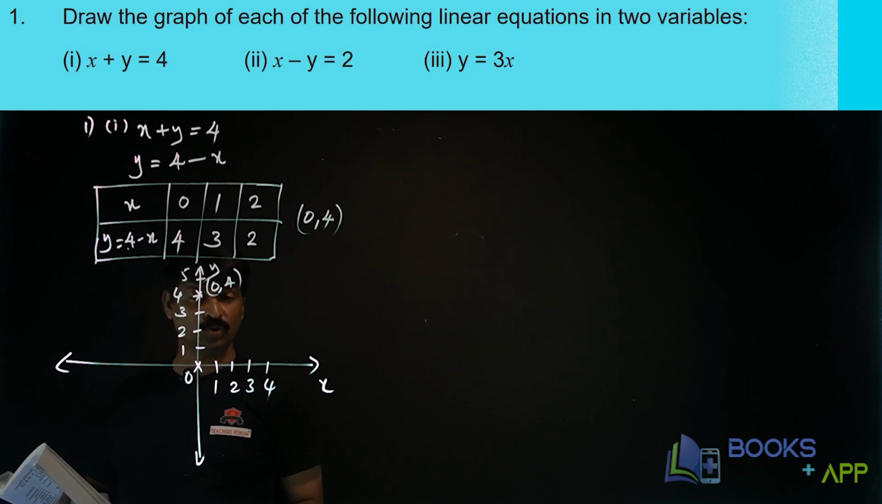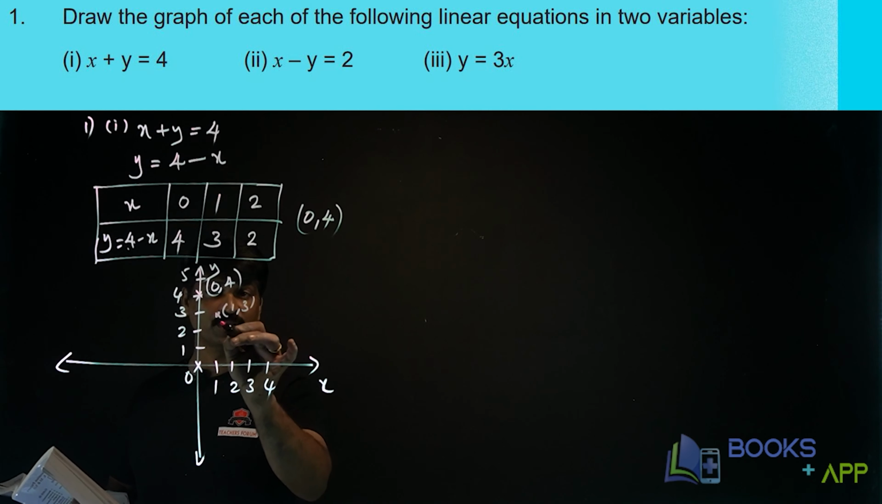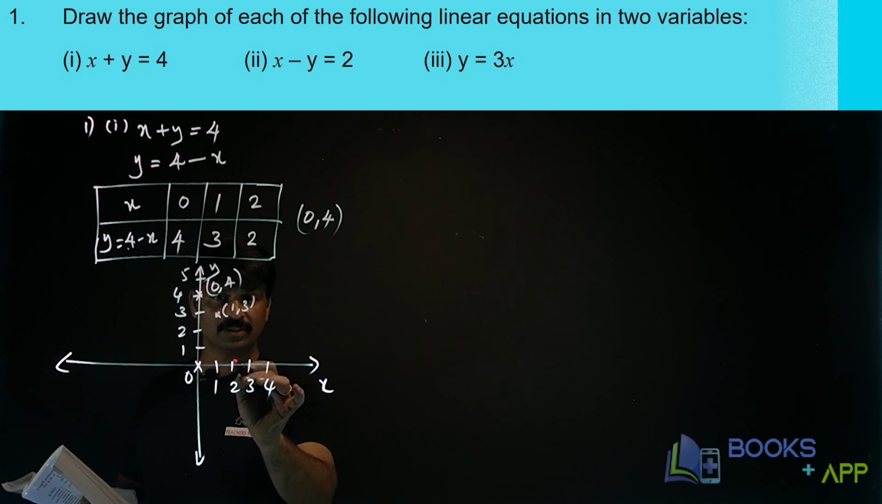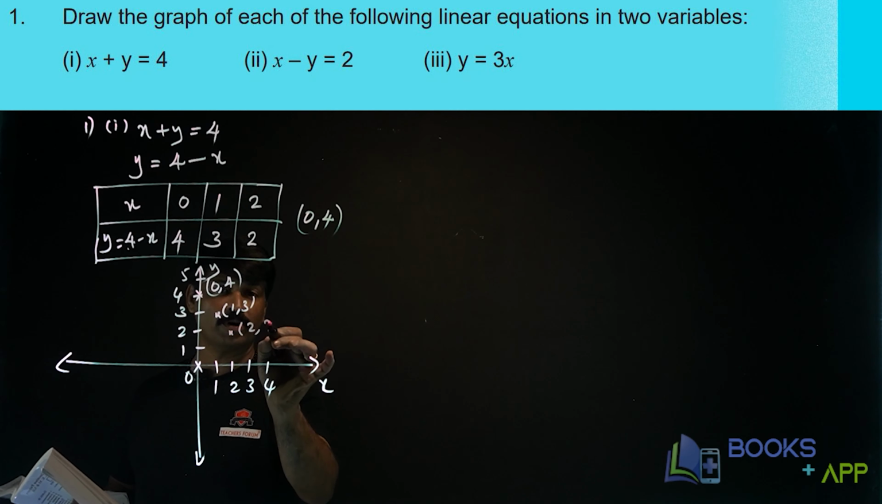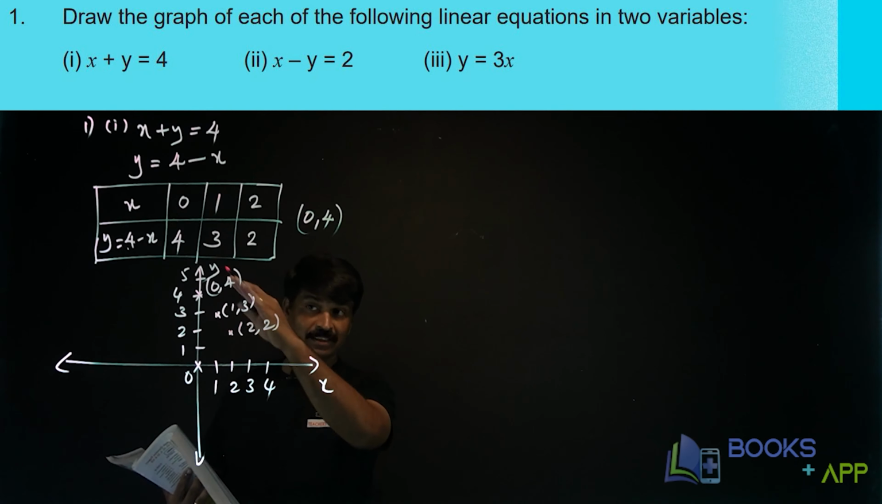Now the next one is (1, 3). On the x-axis 1, on the y-axis 3. So this is the point that indicates (1, 3). Next one is (2, 2). On the x-axis 2, on the y-axis also 2. So this is the point that represents (2, 2). So you got 3 points in a straight line.